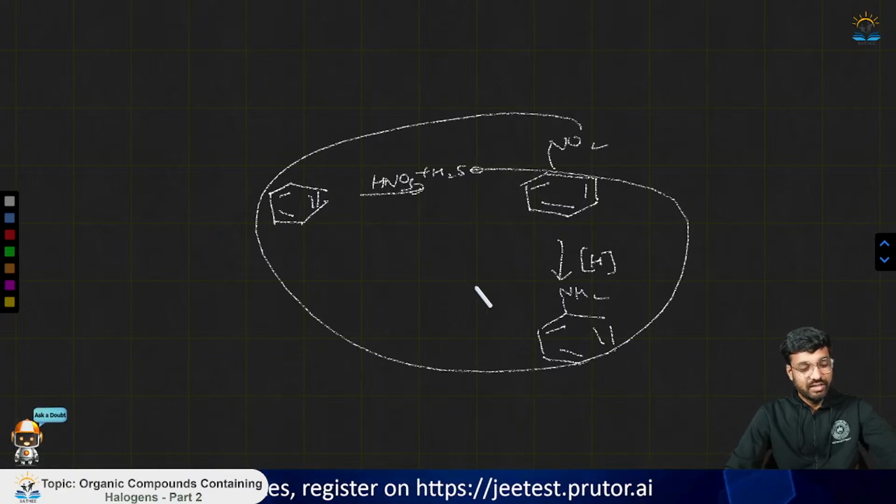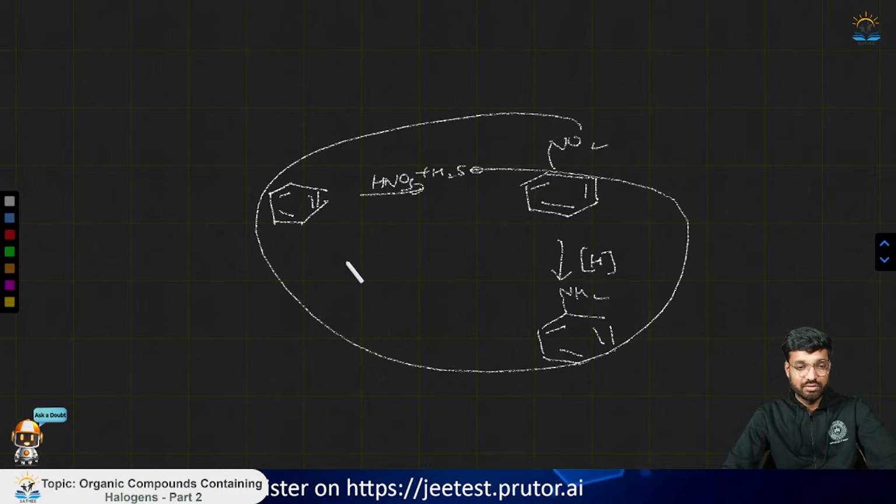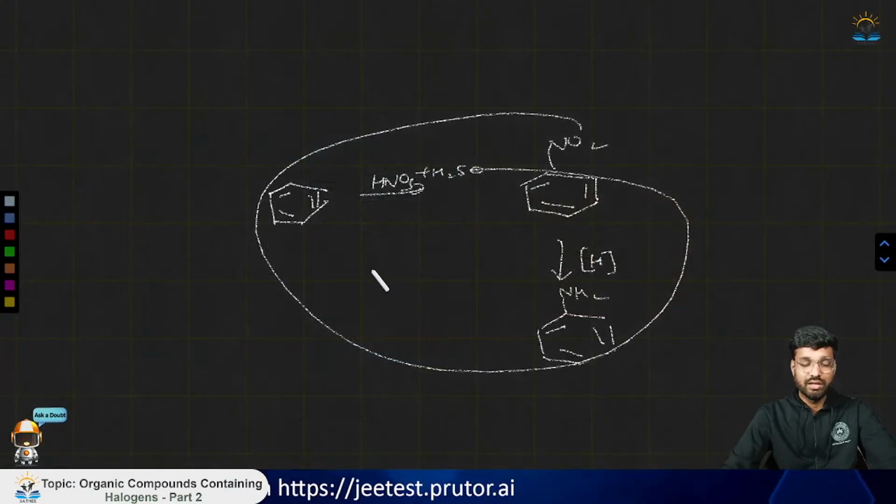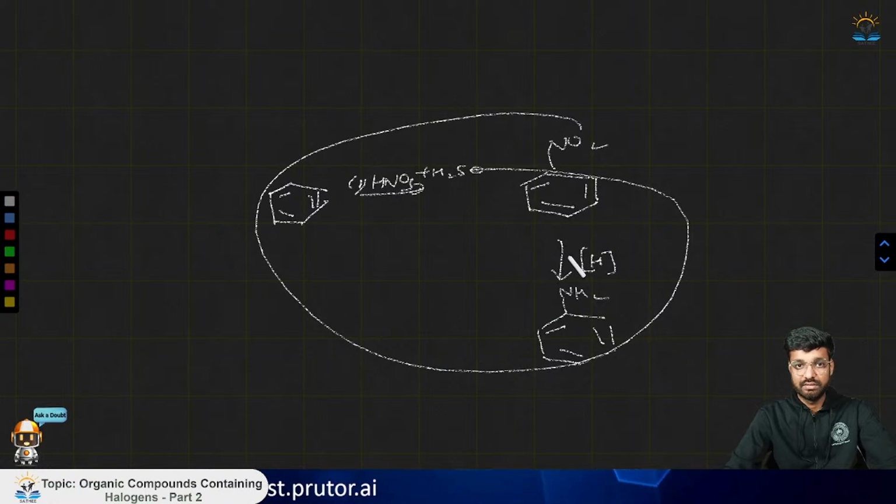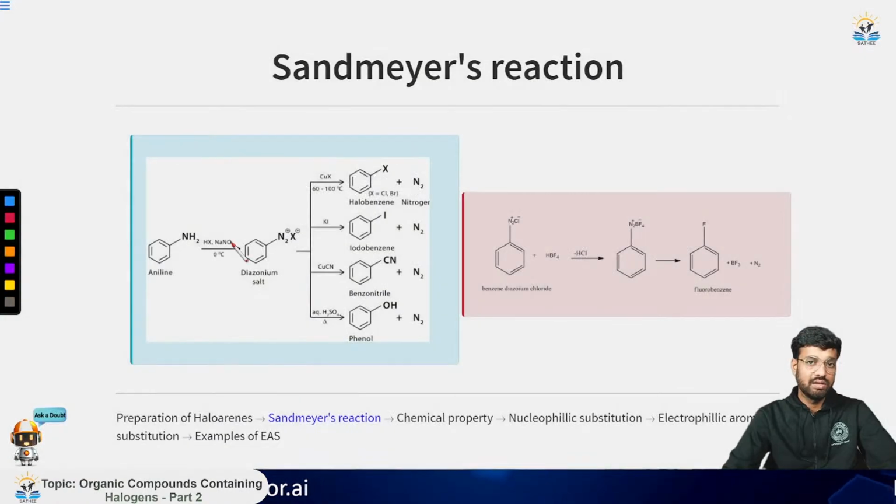So you may be asked in the examination from the benzene part also, not directly from here. You can be given the reagents in this order, that this is the first, this is the second, and this is the third, and you have to tell your final product.